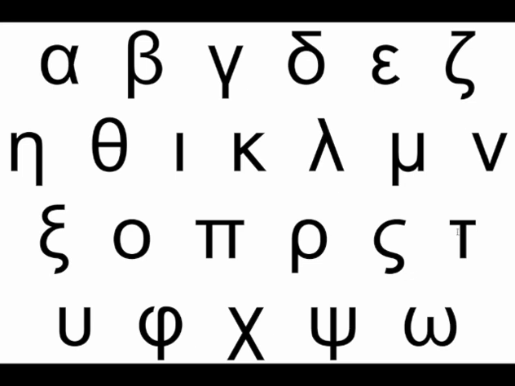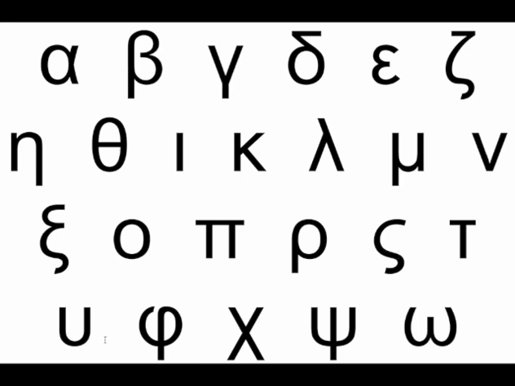Next is a tau. Again, similar to the English T. It makes a T sound, as in tall or tree. Starting at the top: A, V, G, D, E, Z, A, th, E, K, L, M, N, X, O, P, R, S, T.